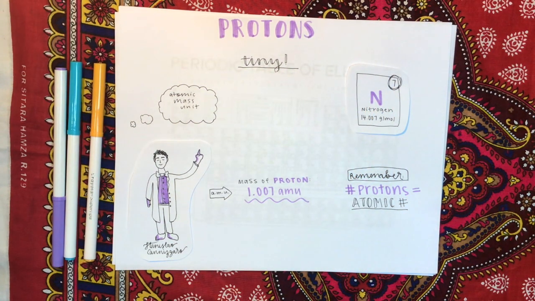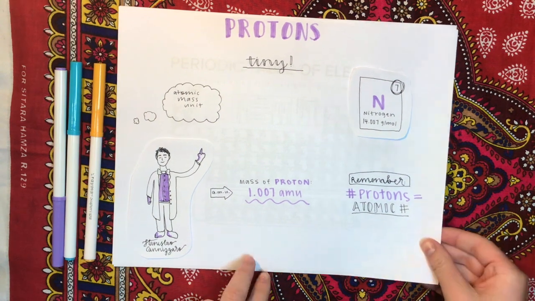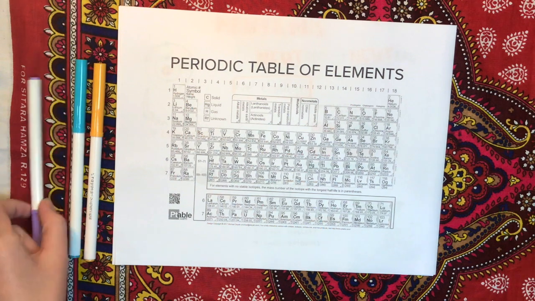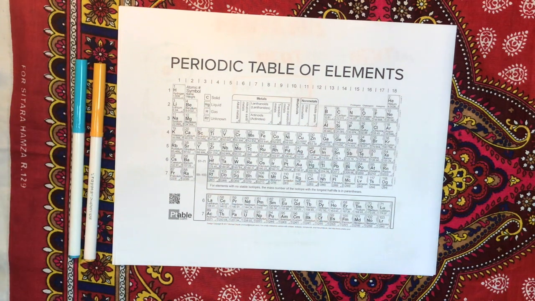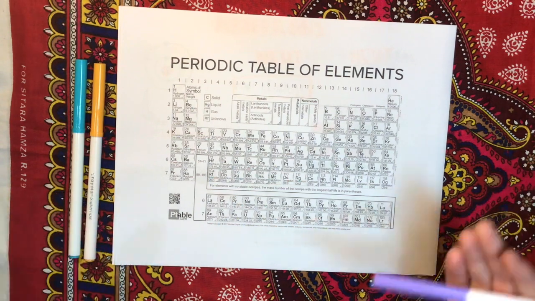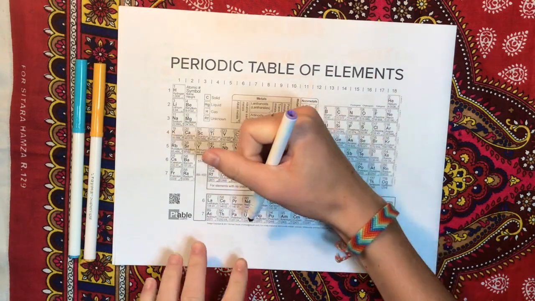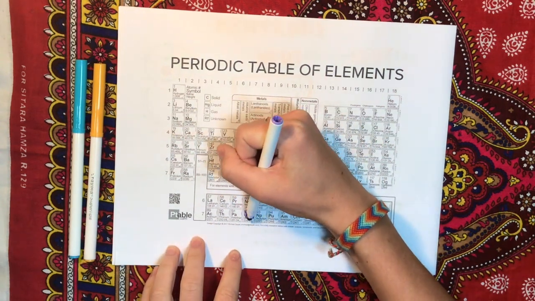Here's another example. We have an atom with 92 protons. Looking at the periodic table with the knowledge that the number of protons always equals the atomic number, what element do you think is represented by 92 protons? That's right, it's uranium, with an atomic number of 92.